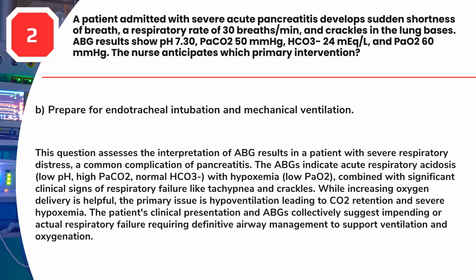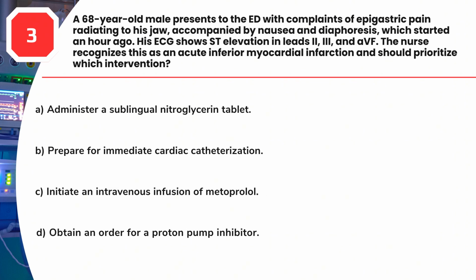Question 3. A 68-year-old male presents to the ED with complaints of epigastric pain radiating to his jaw, accompanied by nausea and diaphoresis, which started an hour ago. His ECG shows ST elevation in leads II, III, and aVF. The nurse recognizes this as an acute inferior myocardial infarction and should prioritize which intervention?